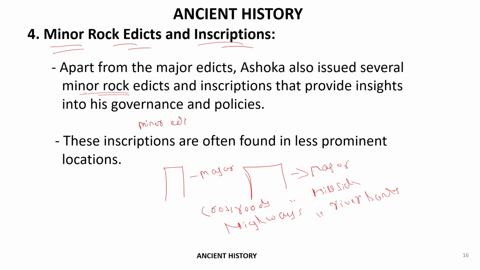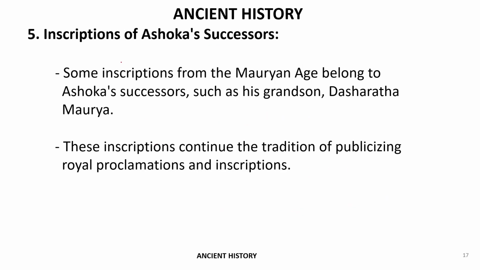the minor edicts were at the town areas, streets, and small areas where the public moves here and there. Okay. So he also tried to establish the minor rock edicts so that his philosophy, his ideas could be propagated to the people. Okay. Now let's move forward.